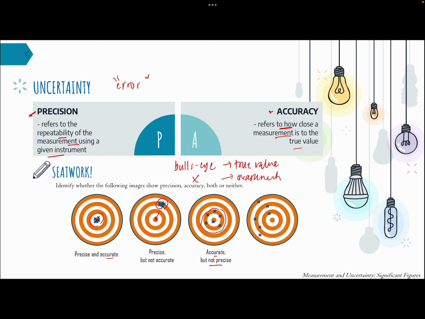And finally, in the last figure, the darts have landed far from each other and far from the bullseye. So, magkakalayo na nga sila, malayo pa sila sa bullseye. Therefore, we can say that this figure demonstrates neither accuracy nor precision. So, it is not accurate and it's not precise. So, ganun lang.